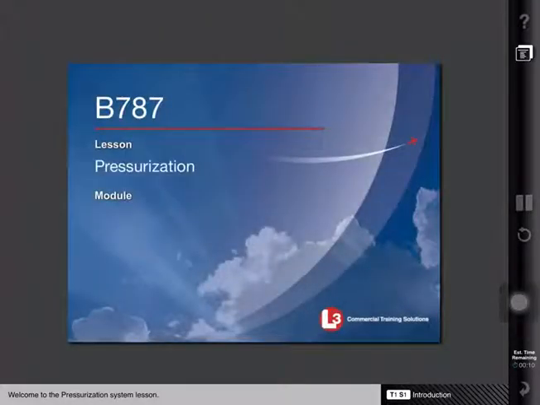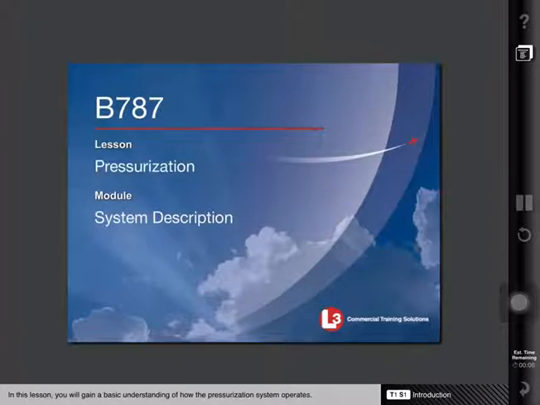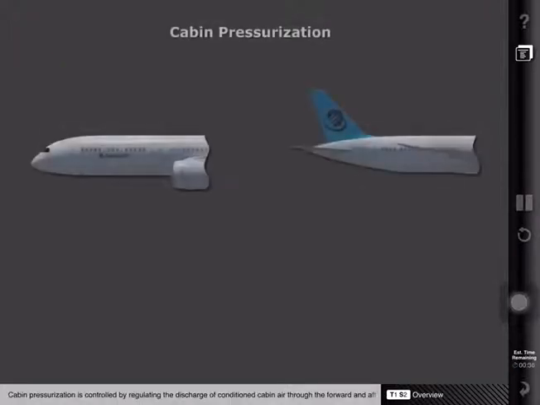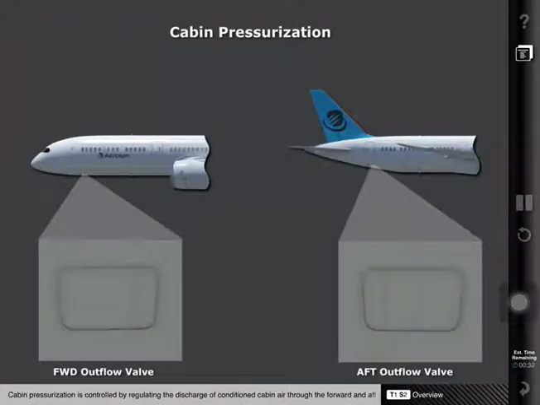Welcome to the Pressurization System lesson. In this lesson, you will gain a basic understanding of how the pressurization system operates. Cabin pressurization is controlled by regulating the discharge of conditioned cabin air through the forward and aft outflow valves.